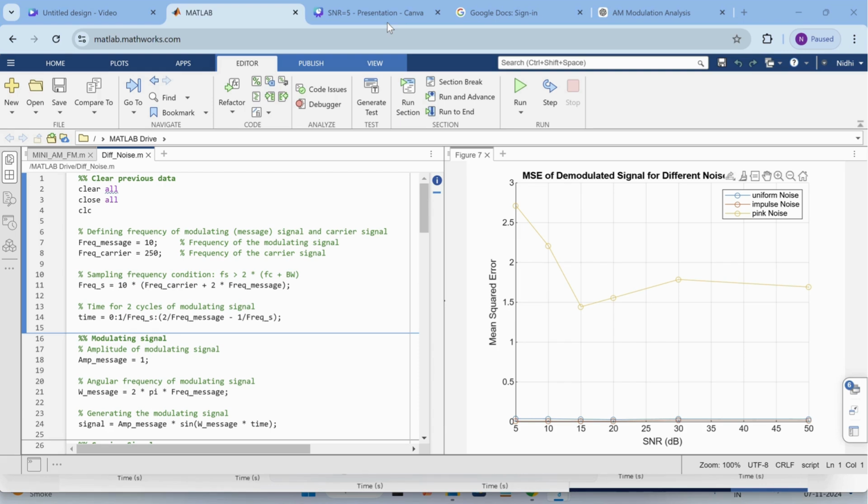behavior. Graphically this appeared as a smooth decline in MSE values as the SNR increased, demonstrating that the impact of noise diminished at higher SNRs.